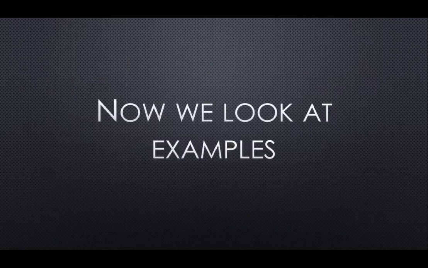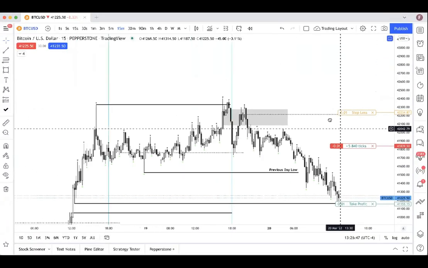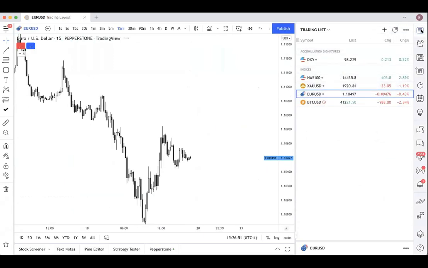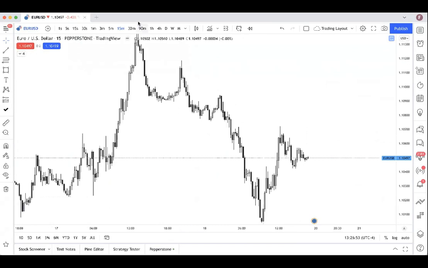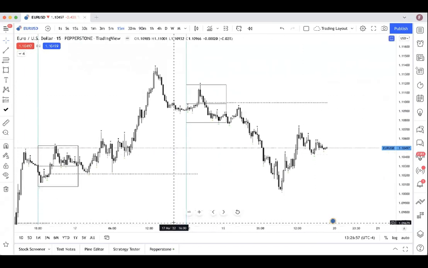All right. Now we look at examples. Okay. Now when we talk about examples, let's go to TradingView. All righty. Can you guys see my TradingView? Yes, you can. All right. So now if you look at TradingView, if you look at Euro USD, that's Forex. So Forex is the most manipulated pair, or not the most manipulated pair, it is the most manipulated market.